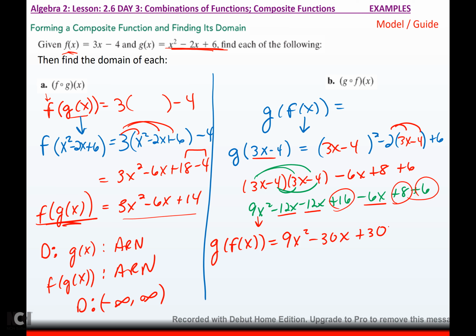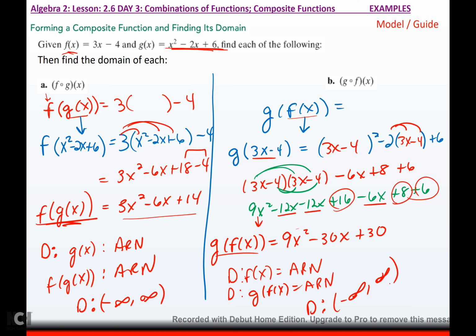And we've got to do domain again. Well, here now we've got to take the domain of the inside function. So the domain of f of x, there's no drama, so it's all real numbers. And then we have to find the domain of g of f of x, which there's no drama, no radicals, no denominators, it's all real numbers. So the domain of the function is going to be all real numbers, which is negative infinity to infinity.